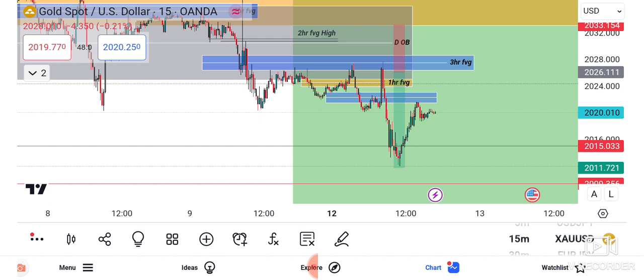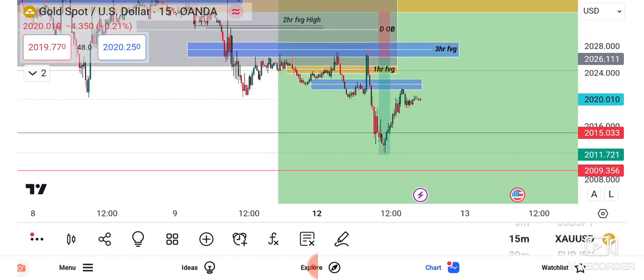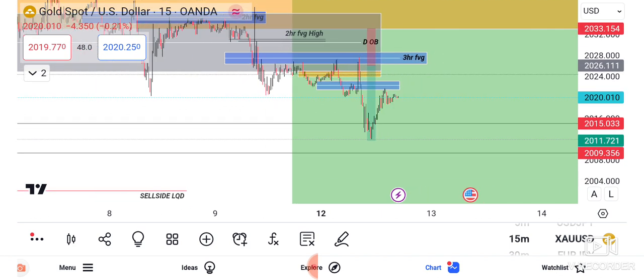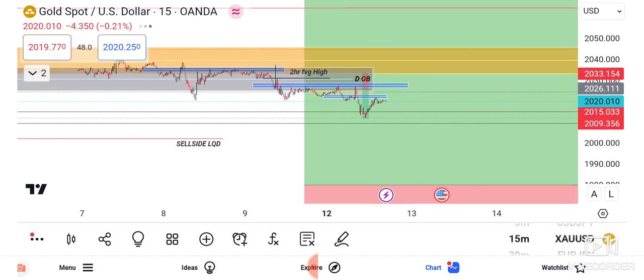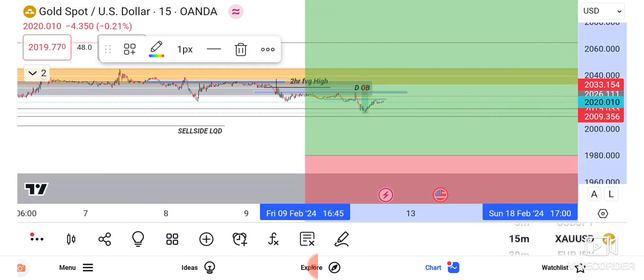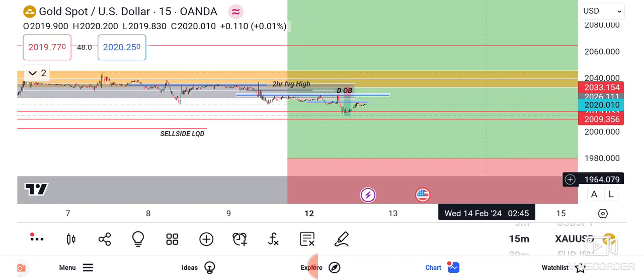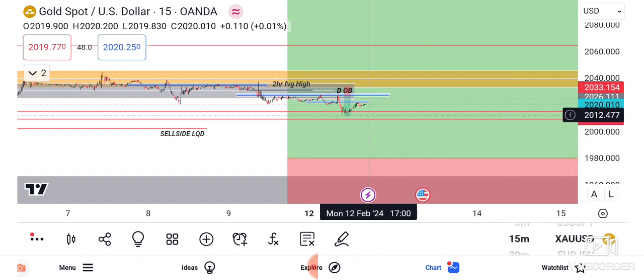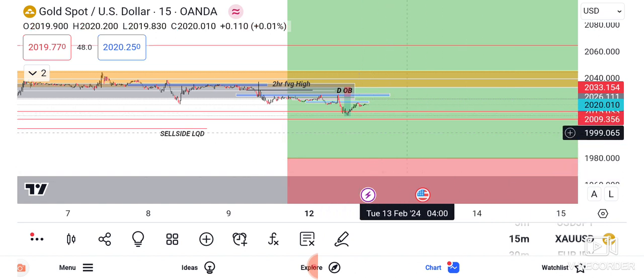Also tomorrow I'll be looking for shorting opportunities, and I'm expecting to see price deliver to discount levels, which is this red zone here. So I'm expecting to see these markets deliver down.